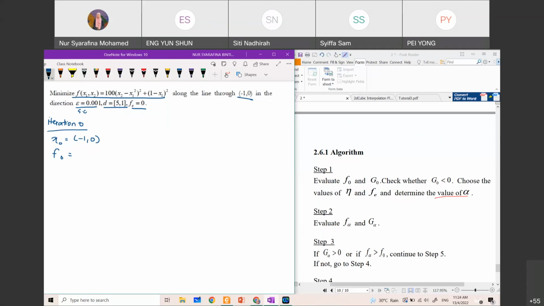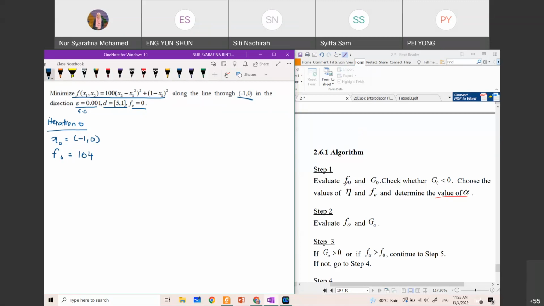What is your f0? You don't have your calculator with you? All right, so 104.